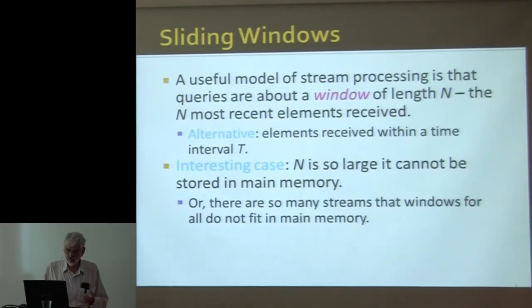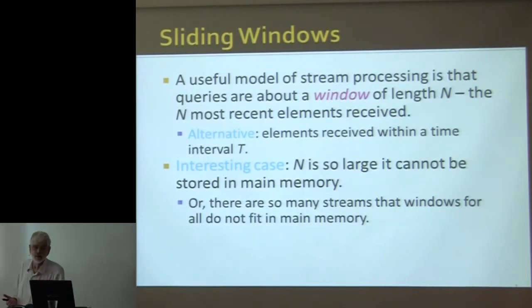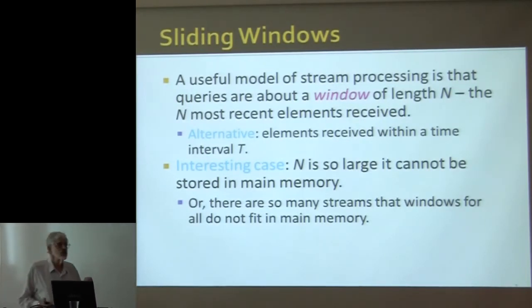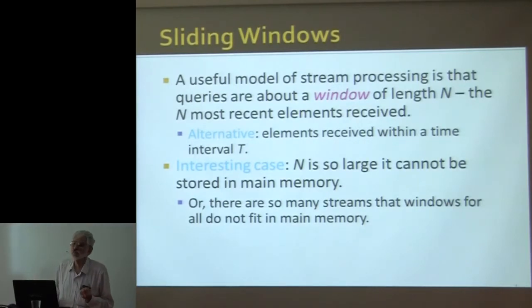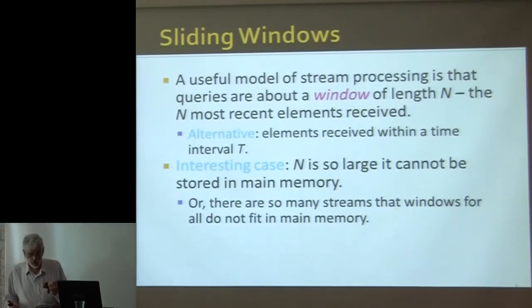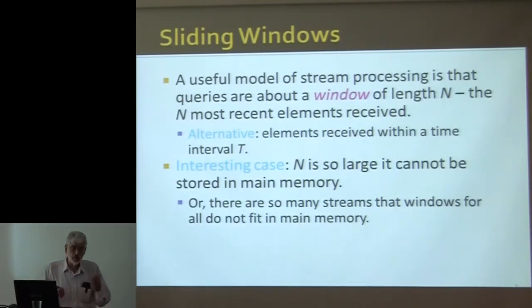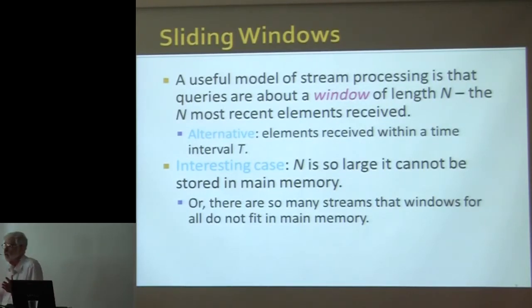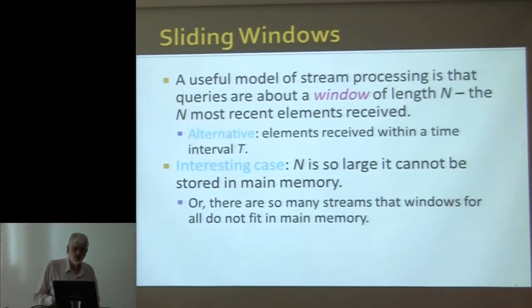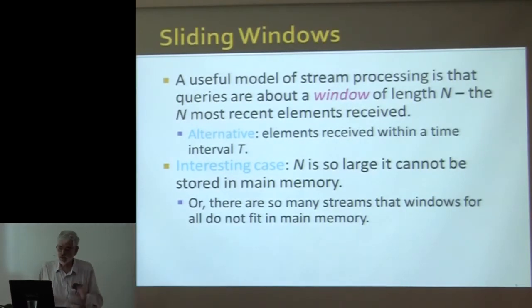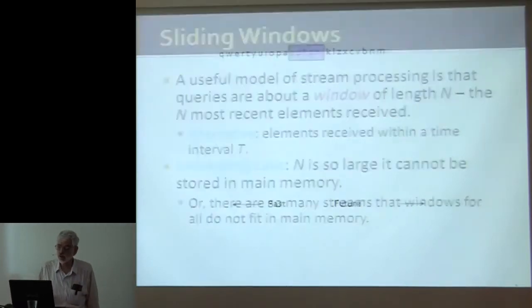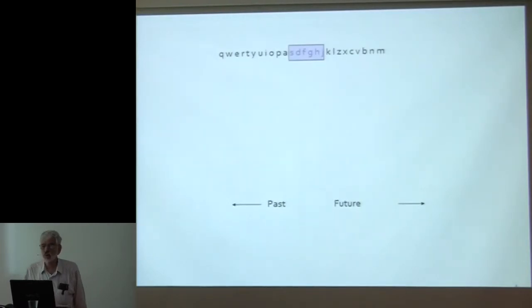Now, these days you have so much main memory. I mean, windows can be enormous, but in many of these applications, you actually have many different streams. And if you've got a million streams and you want to keep a window for each stream in main memory, then the windows all of a sudden can't be very big. Or you have to summarize the windows in some way, and that's what we're really going to concentrate on, is summarizing them.